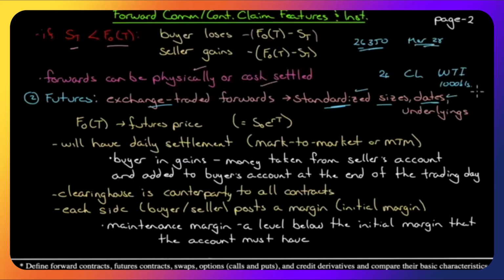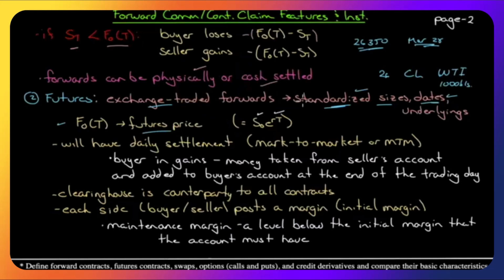F sub naught T, we said that was the forward price, also stands in for the futures price, because a futures is nothing more than a forward contract which is very standardized and traded on an exchange. We will see later on that we arrive at the forward price by taking the current spot price and just compounding it over time, continuously compounding it over time at a specific rate of interest called the cost of carry. What would it cost to carry the underlying to some future point?